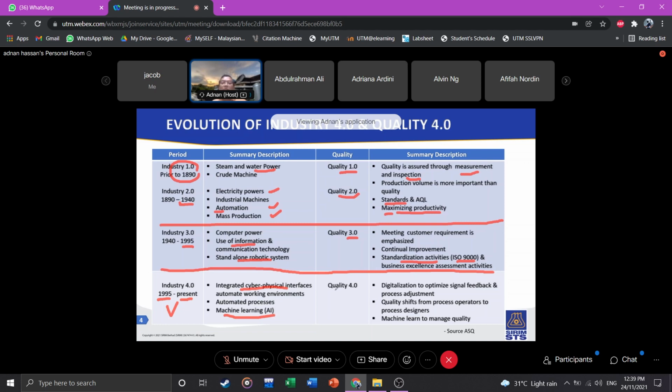Okay. So when we go to quality, this is what we need to be aware now. Okay, you need to be aware. Instead of learning control charting, X bar, we need to be aware of quality 4.0. Okay. Digitalization to optimize signal feedback for process adjustment. Okay. Quality shift from process operator to process designer, machine learning, and so on. Okay.